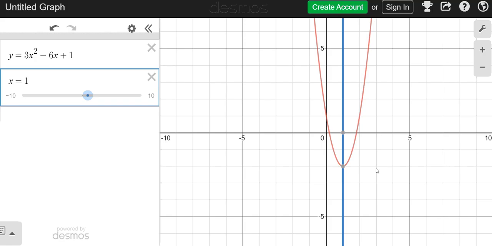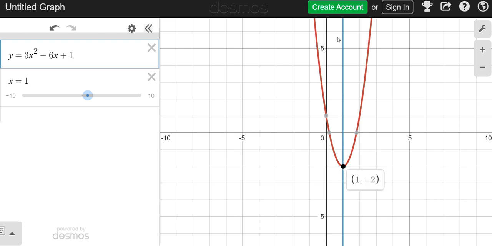And I threw this in some graphing software just to show you. This is my original equation, the red graph. And I just graphed x equals 1 to show you that that is the line that cuts it right in half. And then there's the vertex on there, 1, negative 2. So the axis of symmetry cuts the parabola right in the middle.